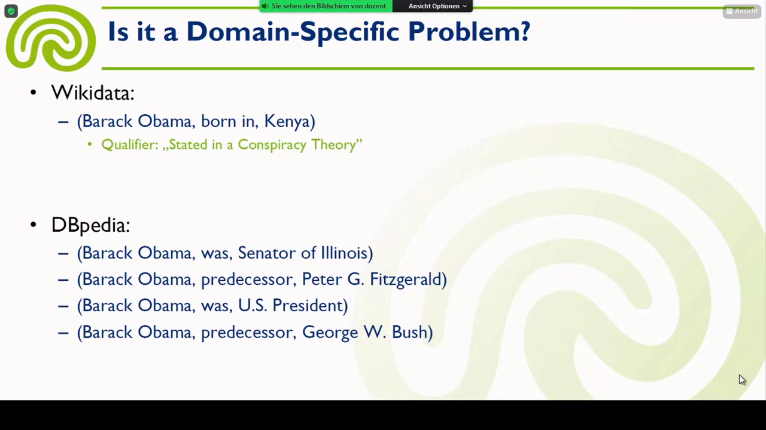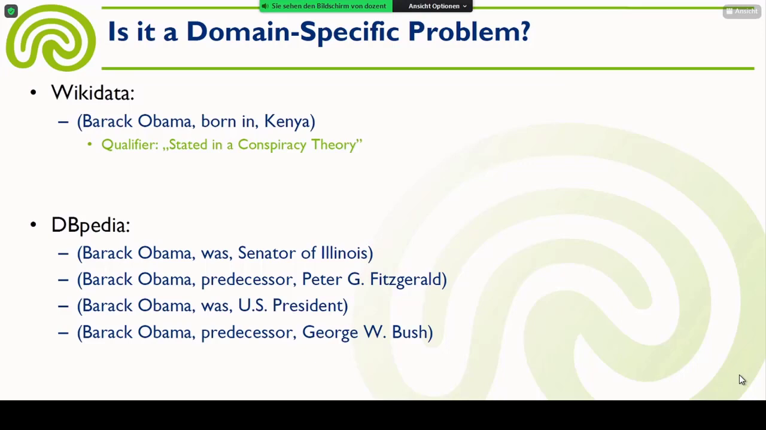In biomedicine, contexts are very vital, and it's a problem which occurs very frequently there. But it's not restricted to the biomedical domain. It applies to certain different domains also. If you have a look at Wikidata and you open the page of Barack Obama, then there's a statement that Barack Obama is born in Kenya. It's stated in Wikidata. If we asked for presidents of the United States who were not born in America, this could be a problem to the reasoning step.